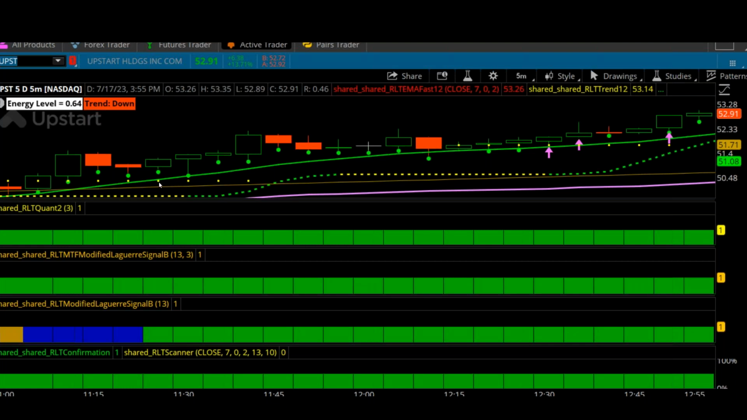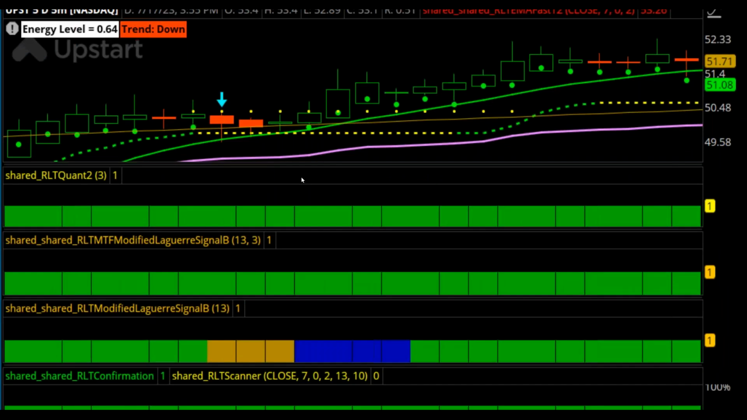And again, we're looking for something to bounce off of support so that we're fairly close to a support level that gives us downside protection on the trade. This is UPST as well.